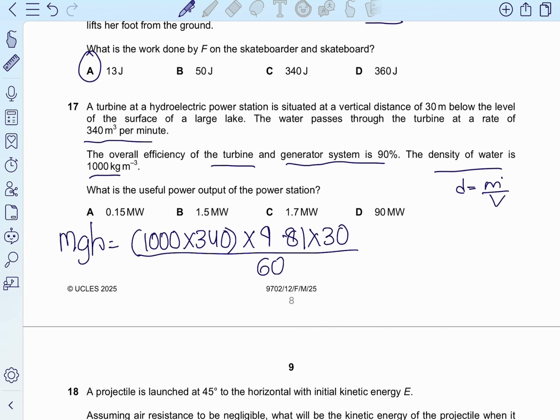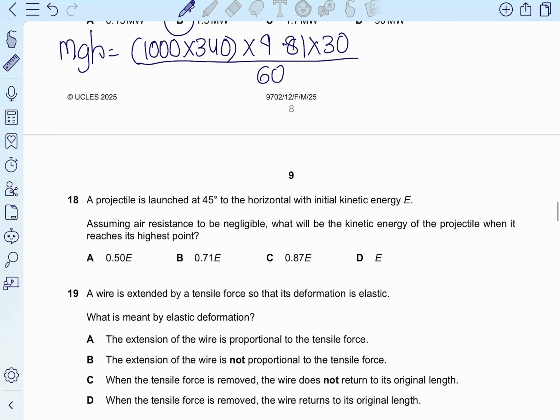Now if I want to find the output power, I have to find 90% of this. That gives me 1500930. You can see that all the values are given in megawatts, so just divide the final answer by 10 raised to 6. That gives me 1.5. So the answer should be 17B, that is 1.5. All right, now let's move on to the next question.